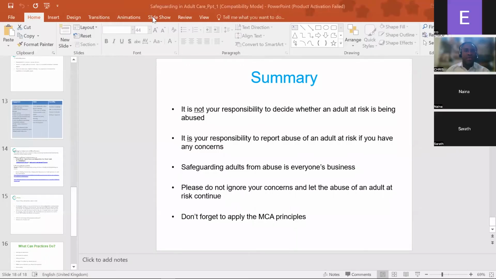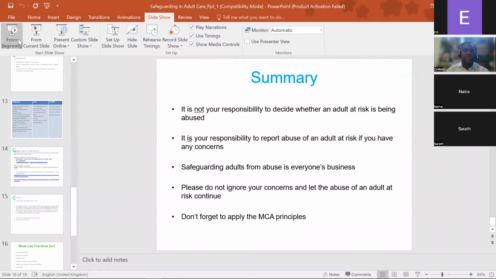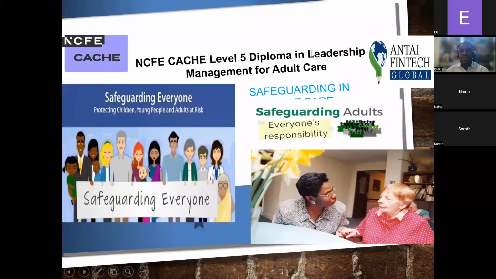All right, so this is a PowerPoint for our unit. The unit's title is Safeguarding in Adult Care, still under our course at NCFE CACHE Level 5 Diploma in Leadership and Management for Adult Care. And we're looking today at safeguarding adults.